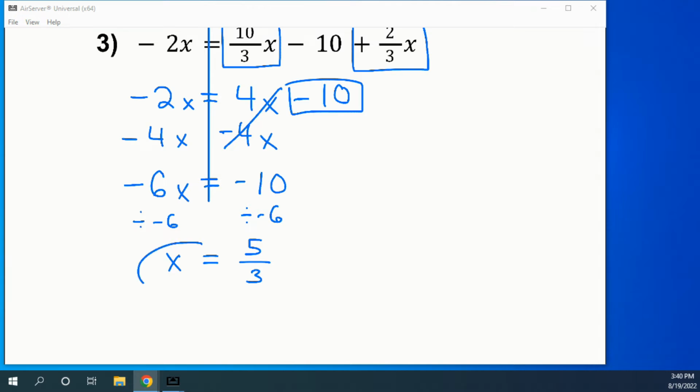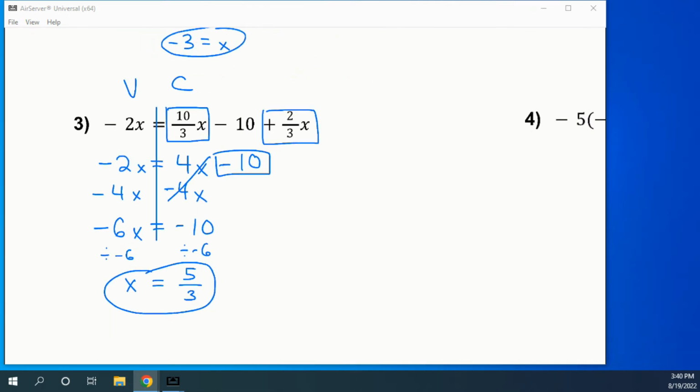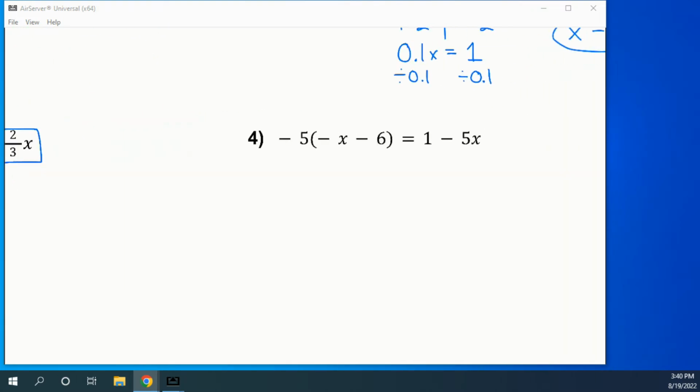Yes, checked on a calculator. The 1.6 repeating is fine. I understand equivalencies, so it would be fine and acceptable.